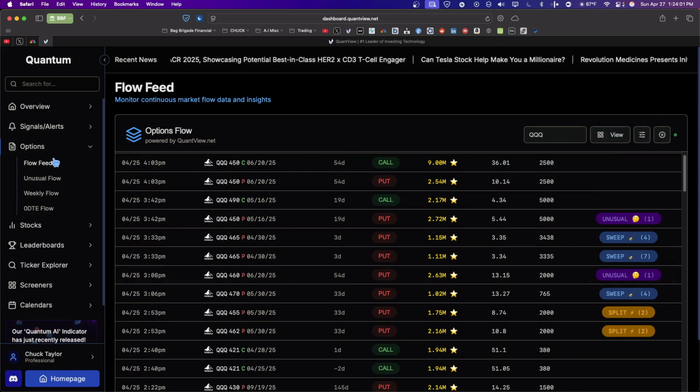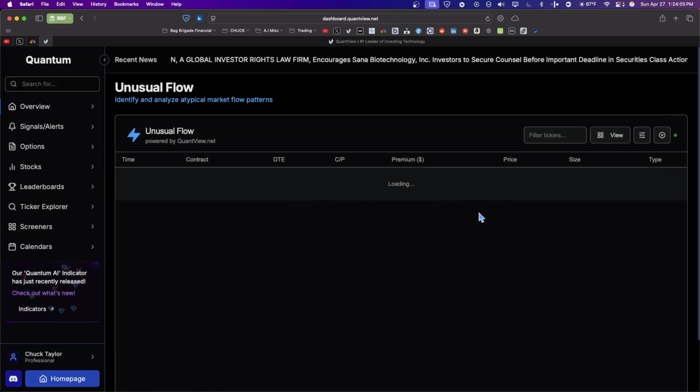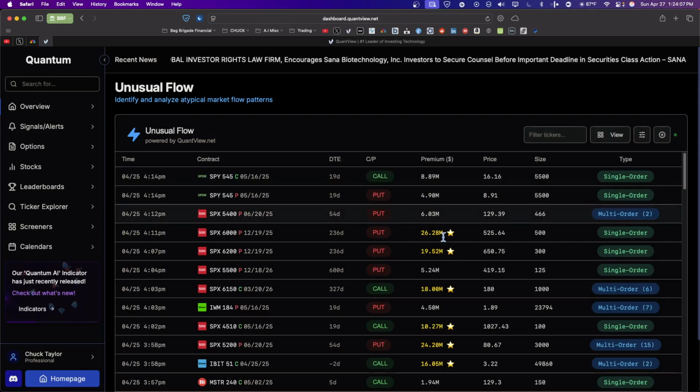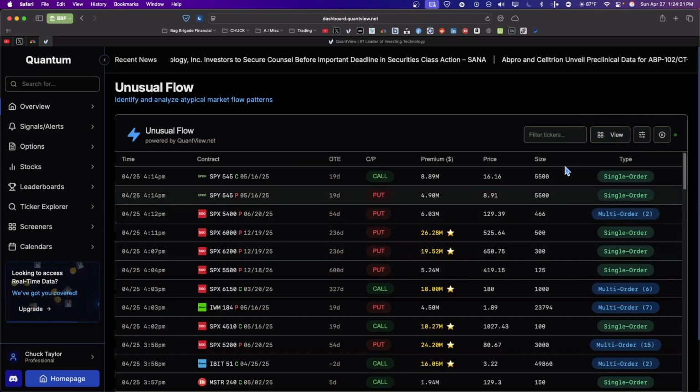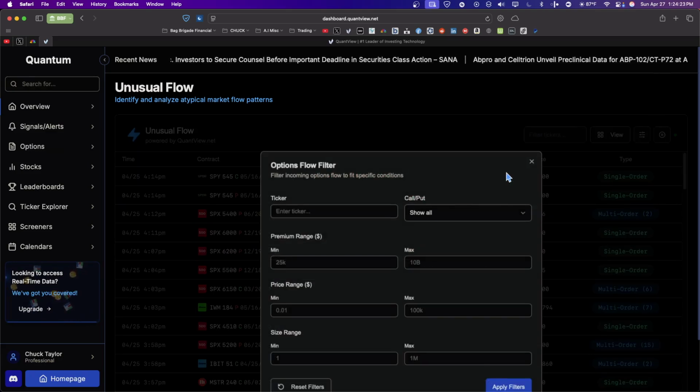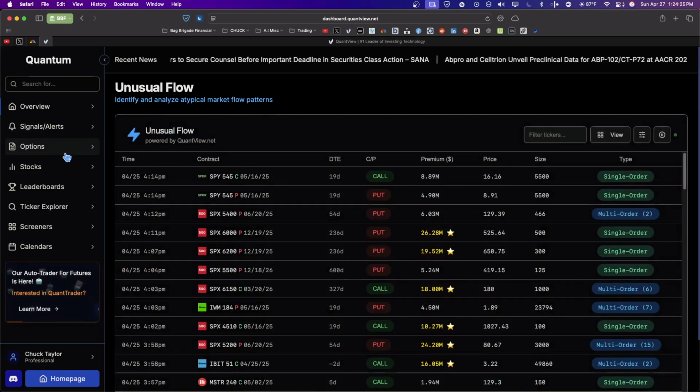Unusual. So that's just your standard flow. Your unusual flow basically is going to filter out. It's already going to do what I just did, where I put 1 million as a minimum. Yeah. So, just unusual orders that have come through. You can still filter it, but it just makes it a little bit easier for you.